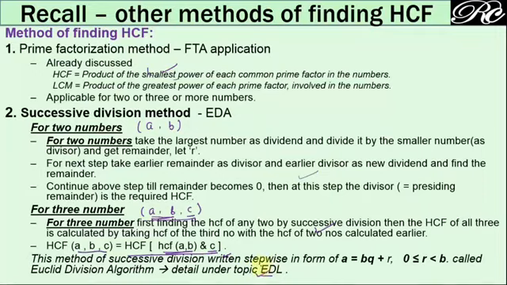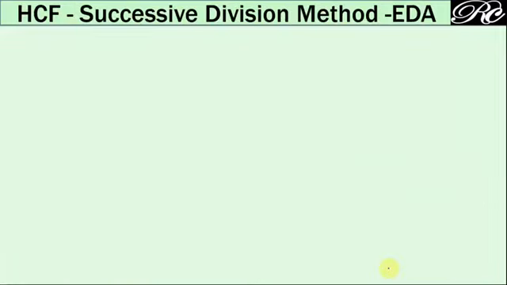So the method of successive division written stepwise in the form of A equals BQ plus R, where R is greater than 0 but less than B, is called Euclid division algorithm. More detail we will learn in next section. So let us take one example.